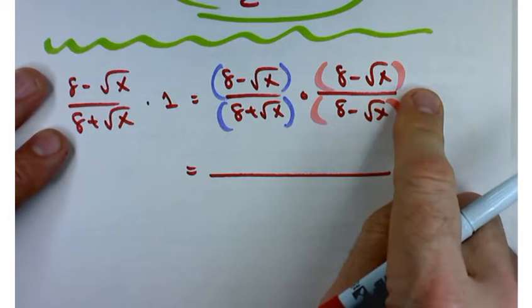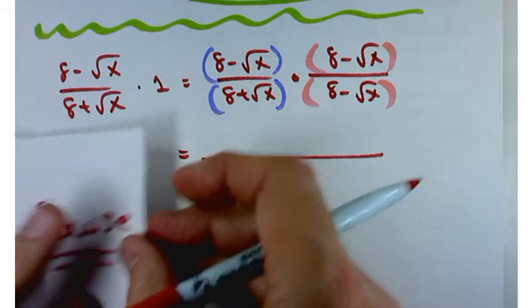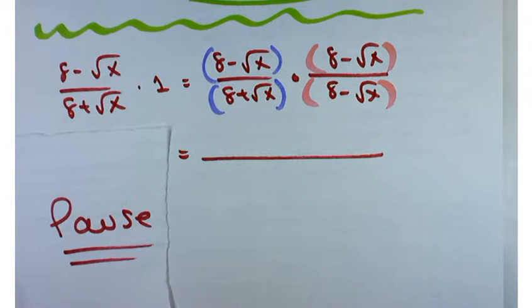Let's FOIL it all out. In the denominator, you should get some nice simplification. In the numerator, you get some simplification, but it's not going to completely go away like it will, or nearly completely go away, in the denominator. So I'll give you a chance to work on that. I'll walk around, try and help out. If you have some questions, try and flag me down.